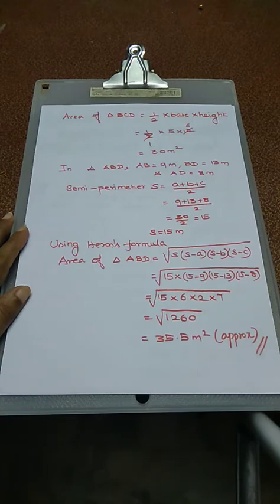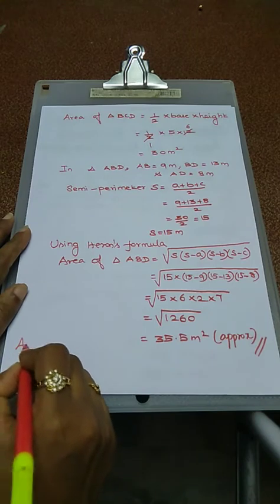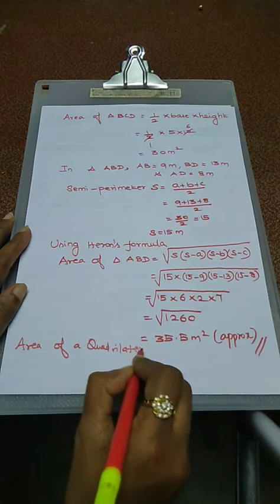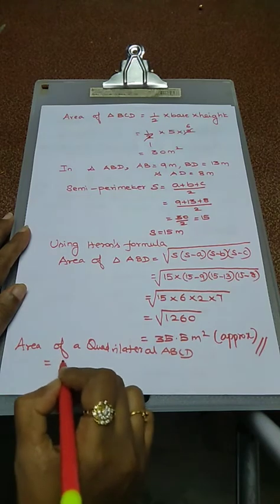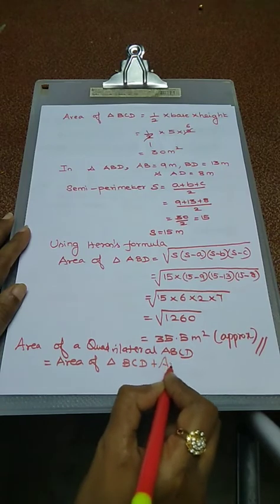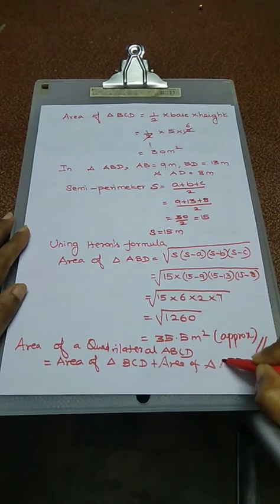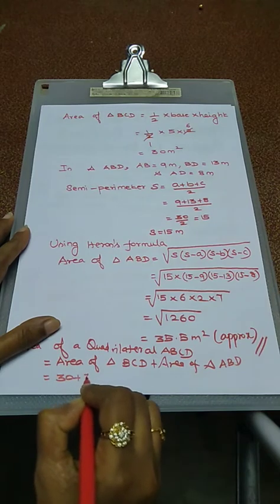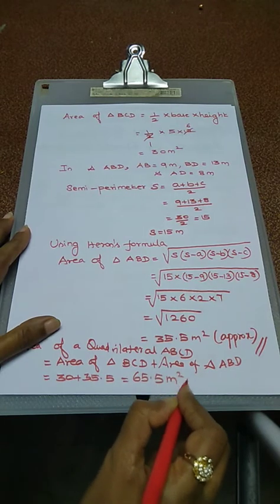So the area of triangle ABD is 35.5 meter square, but we need the area of the quadrilateral. So the area of quadrilateral ABCD is equal to the sum of the two triangle areas: area of triangle BCD plus area of triangle ABD. That is 30 plus 35.5, equal to 65.5 meter square. That's all.